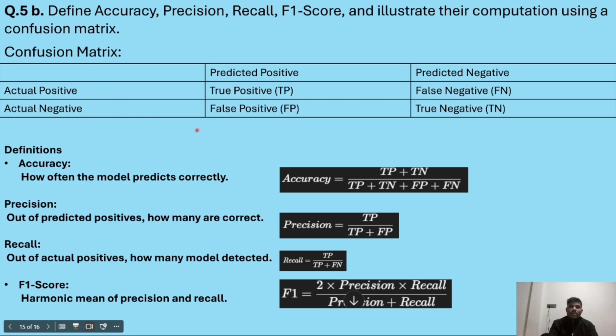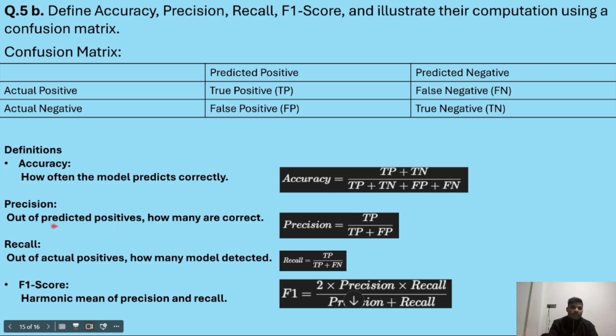So here we have a representation of a confusion matrix where there are two columns, predicted positive and predicted negative, and two rows, actual positive and actual negative. For the definition, accuracy is how often the model predicts correctly, and the formula for accuracy equals TP plus TN divided by TP plus TN plus FP plus FN.